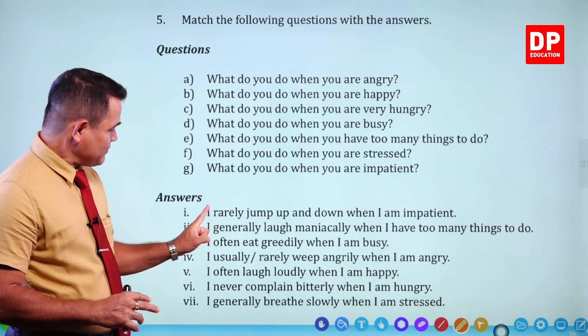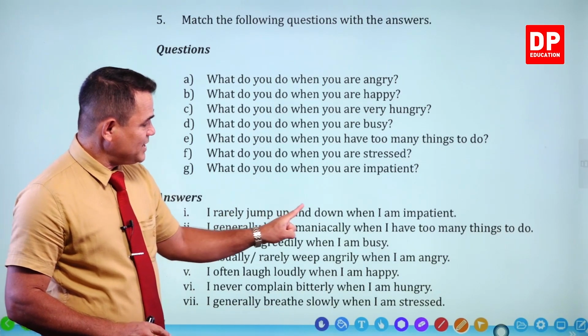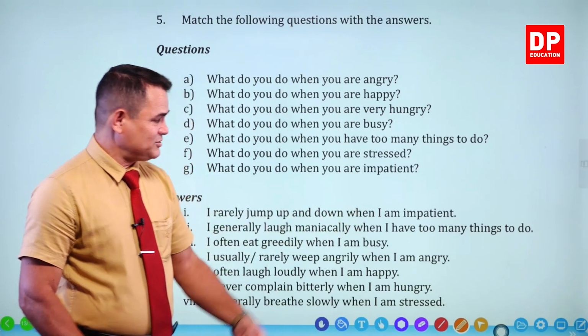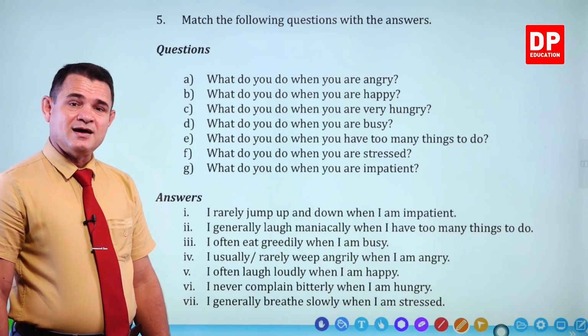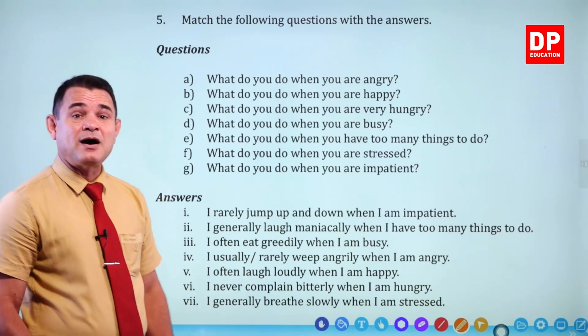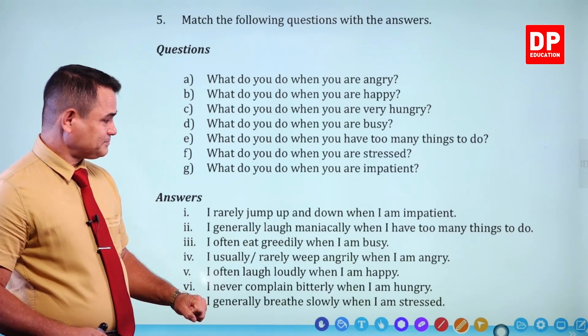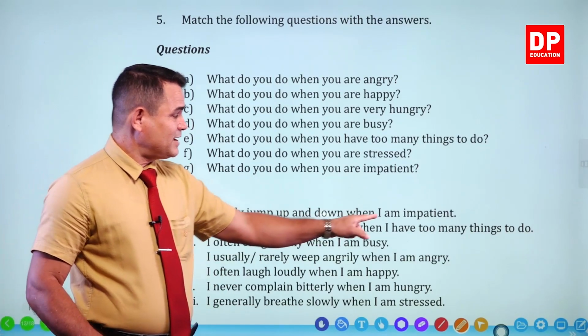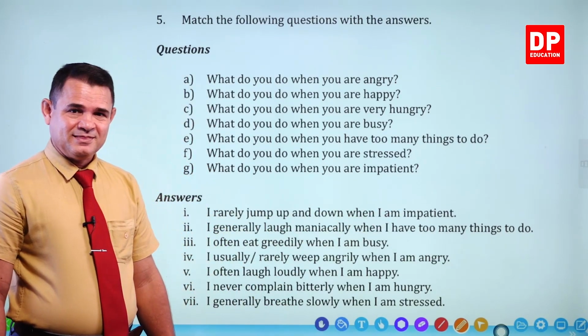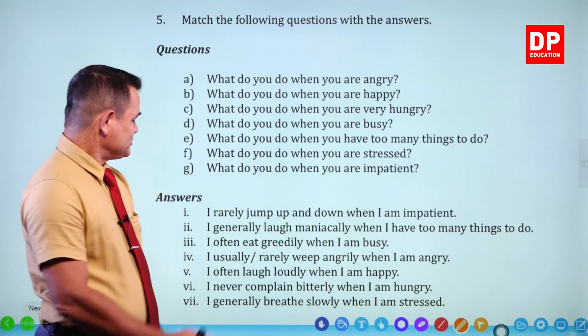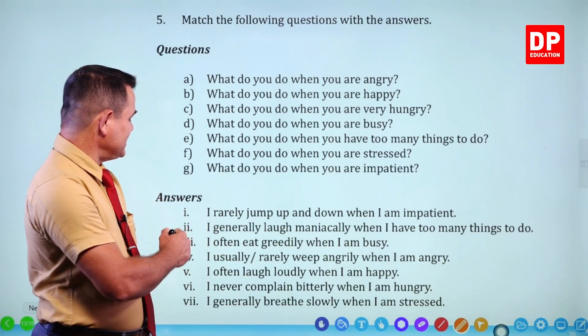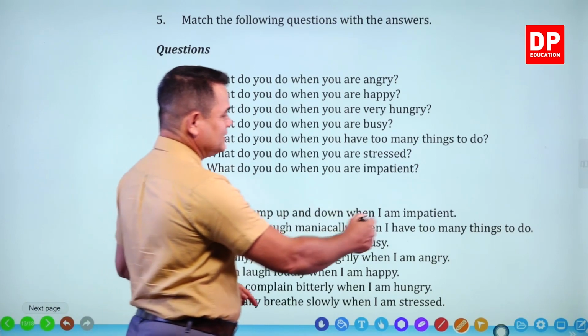Now, I rarely jump up and down when I am impatient. It is very simple. You can easily guess. Number 1 comes with this one.